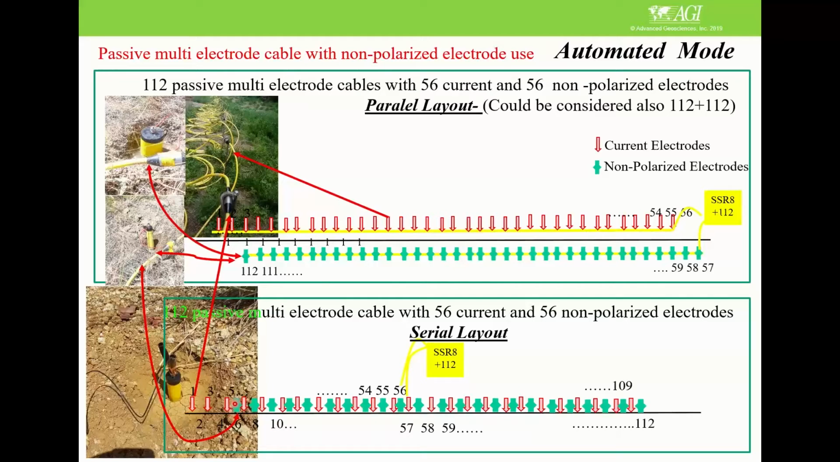Every single electrode is current, even numbers and odd numbers. Even numbers, in this case, are the voltage electrodes. So you can do it this way also, what we call serial layout, using these non-polarized electrodes.